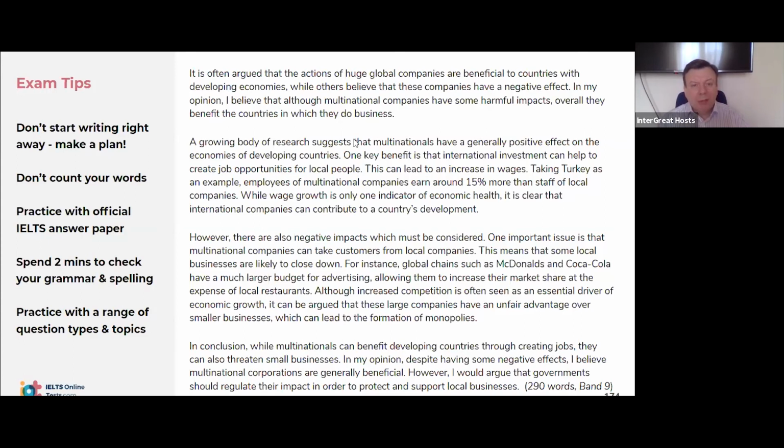Yes, it's also possible to give your opinion in the body. It doesn't matter if you write more than 300 words. The examiner probably won't be too happy, but it doesn't matter. You're not penalized for that.